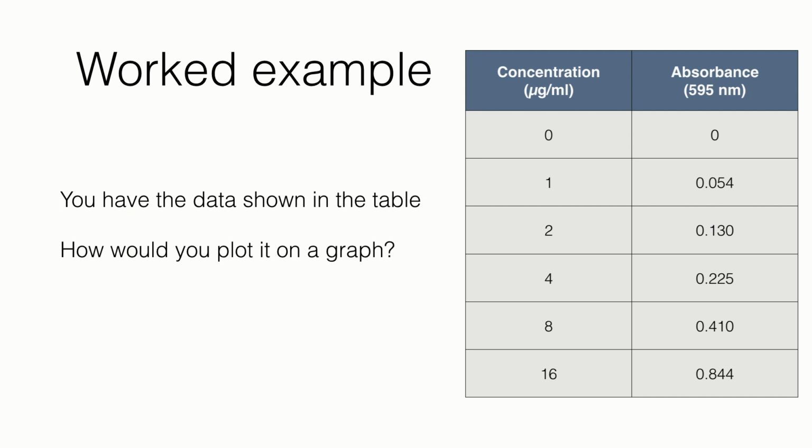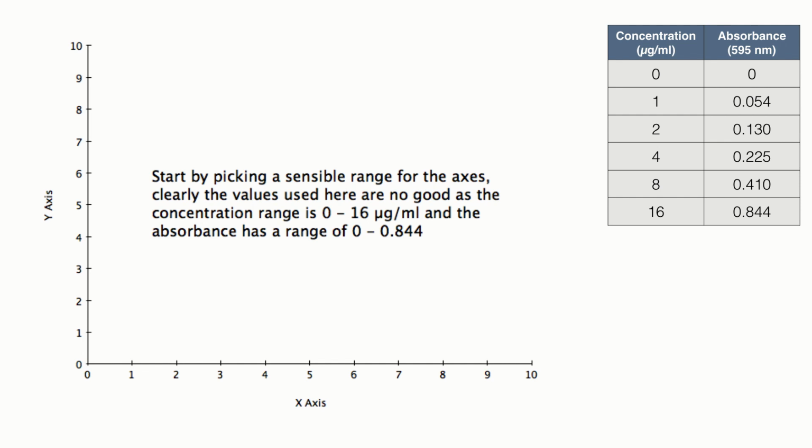it on a graph? Well, first of all, I need to pick sensible ranges for the axes. Now, you always put the known, which in this case is the concentration, on the x-axis, so this is going to go on the bottom axis of the graph, and you put the unknown, the thing that you're measuring, up the y-axis, on the vertical axis.